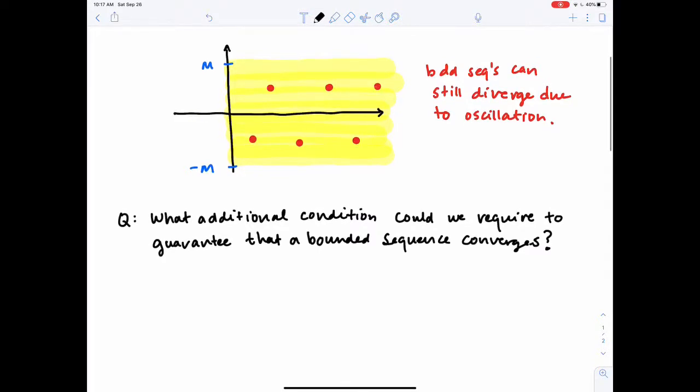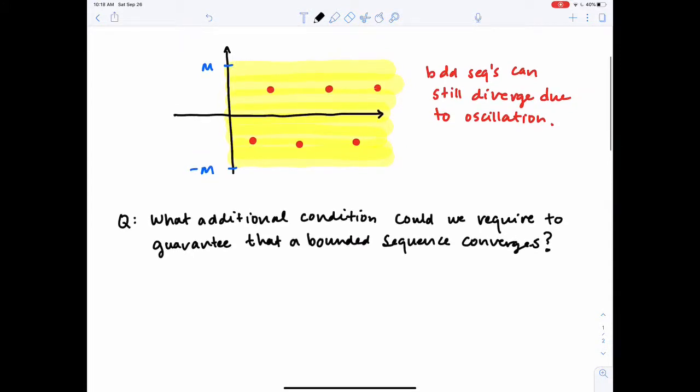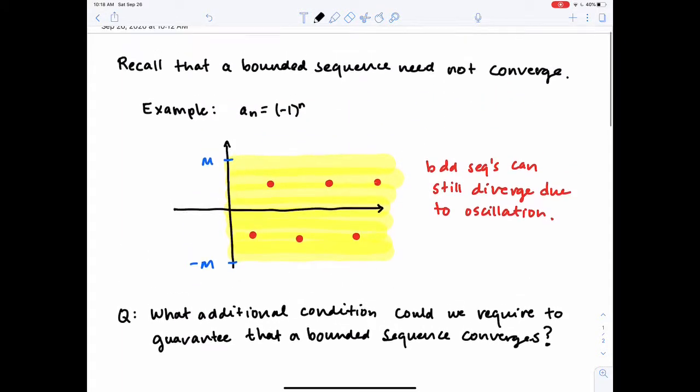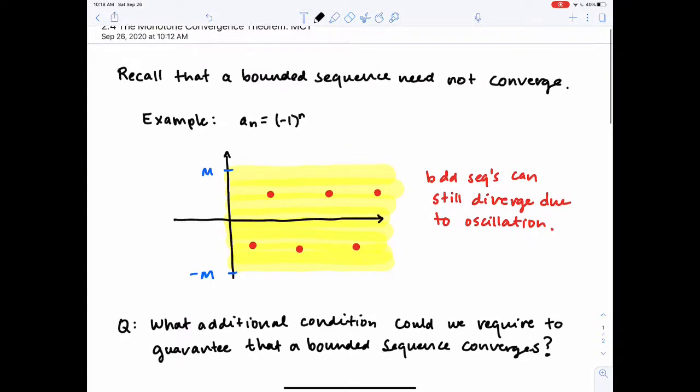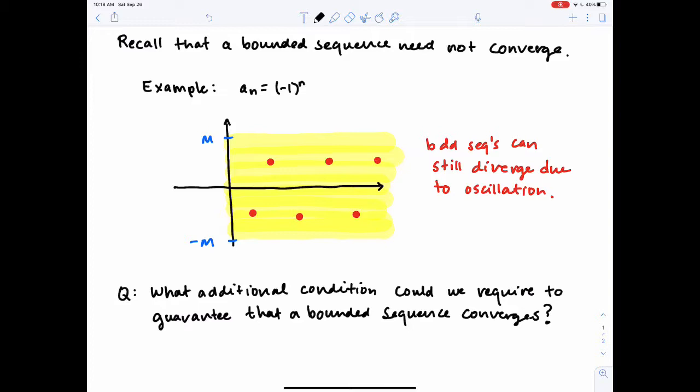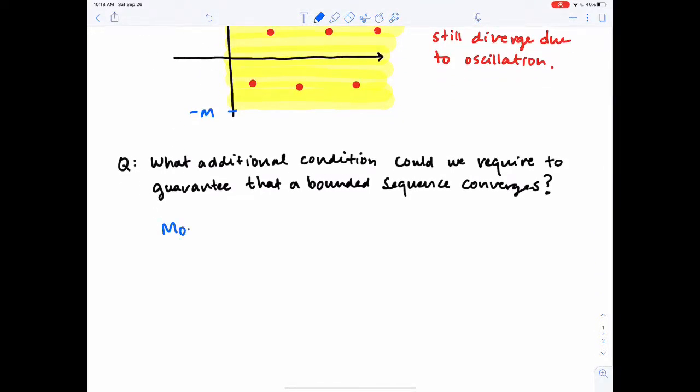Well, if we don't want to oscillate, that means we should eliminate the ability for your sequence terms to sort of go up and then go down and go up and then go down. And as you may have guessed, based on the name of this section, if we impose monotonicity, so that means we require that our sequence terms always be increasing or always be decreasing, then being bounded will require the sequence to necessarily converge. So here our answer is monotonicity. So we want to be increasing or decreasing, but not both.